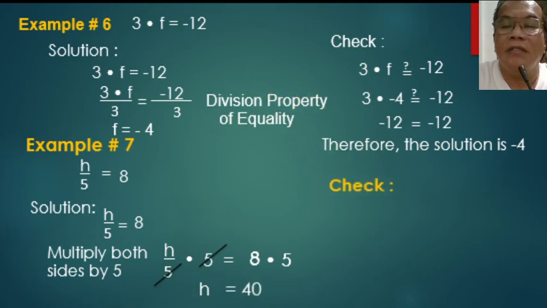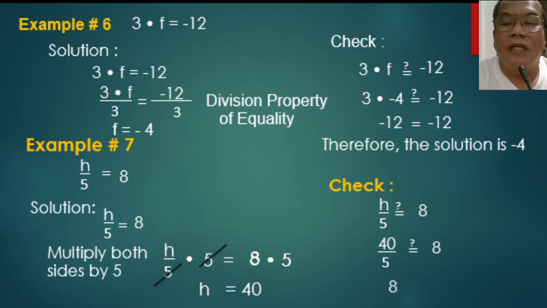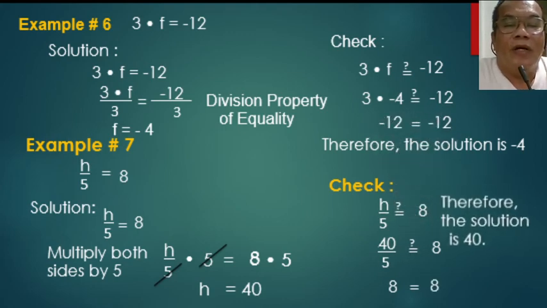Okay, just check the same. So just follow the procedure. h over 5 is equal to, question mark, 8. So substitute 40 divided by 5. So 40 divided by 5 is 8. So 8 is equal to 8. So again, the solution is 40.